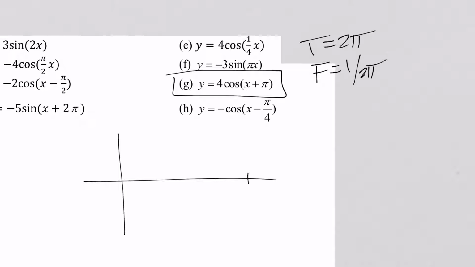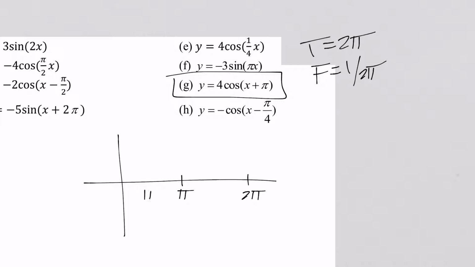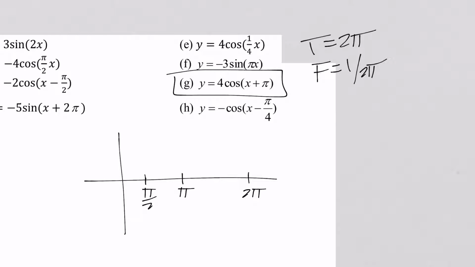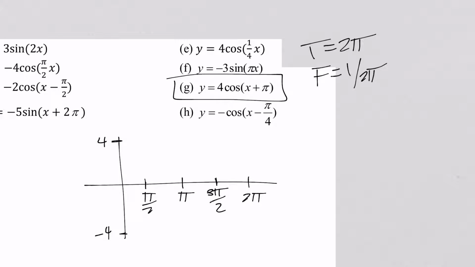So, normal period, 2 pi, split in half, pi, split in half, pi over 2. Split it in 3 quarters, 3 pi over 2. And now we're graphing 4 times the cosine of x plus pi. So give yourself a positive 4 and a negative 4 for that amplitude.